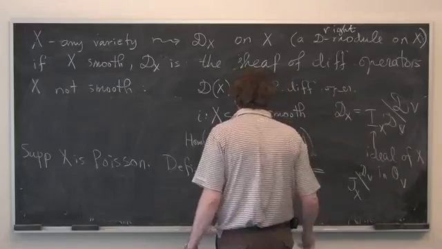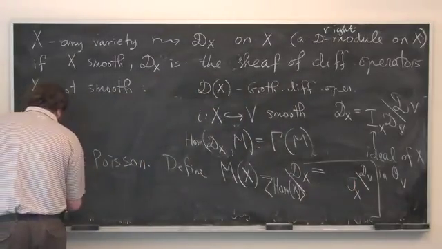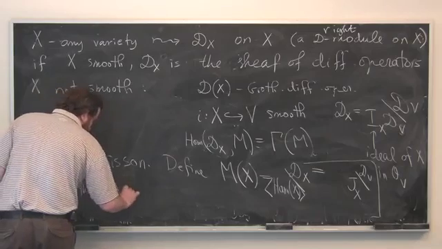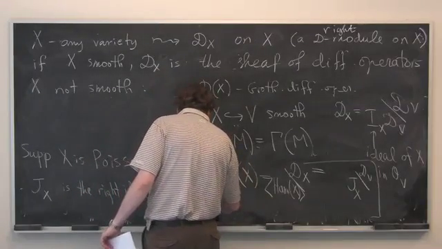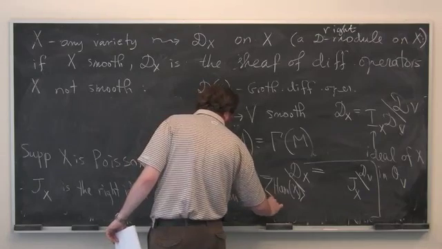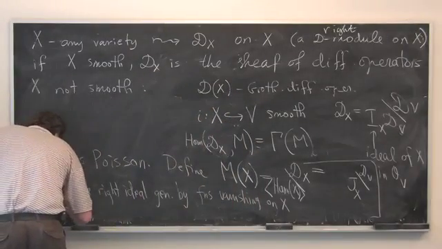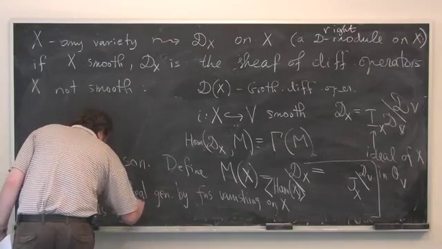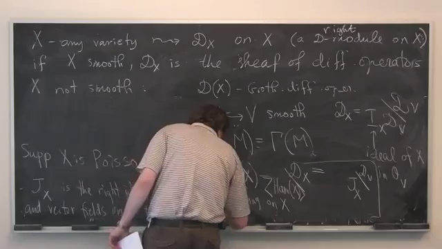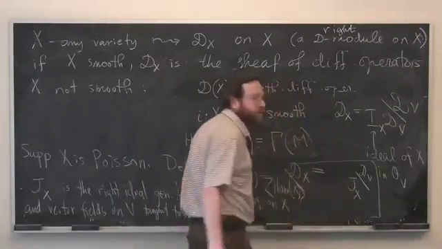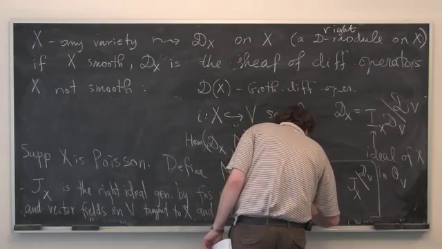If you think of D-modules on X as D-modules on V supported on X, then you can write it in this way, where J_X is the right ideal generated by functions on V vanishing on X, and vector fields on V tangent to X, and specializing on X to a Hamiltonian field. Well, if you have a vector field tangent to X, then you can specialize it to a vector field on X.